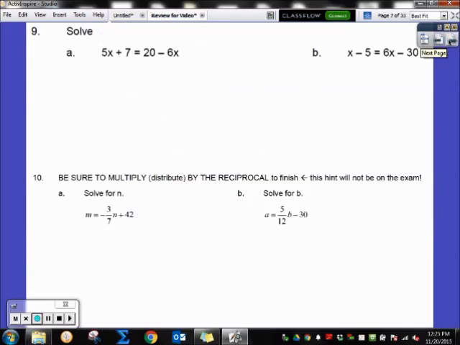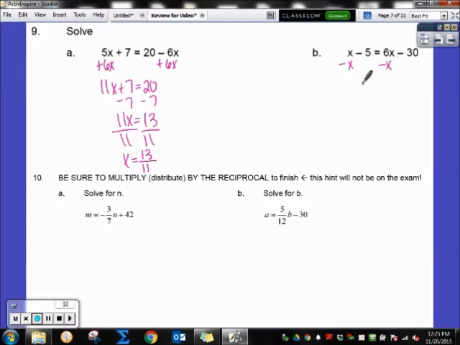So number 9, we have to solve. Now we're not just simplifying because we have that equal sign. So I like to put my variables together first. So X would equal 13 over 11. Over here, I'm going to minus X first.